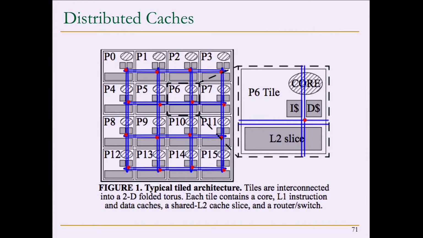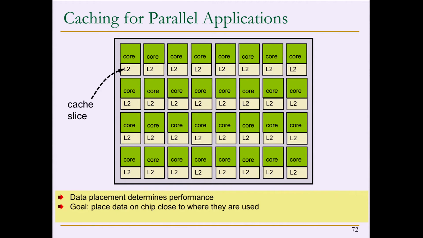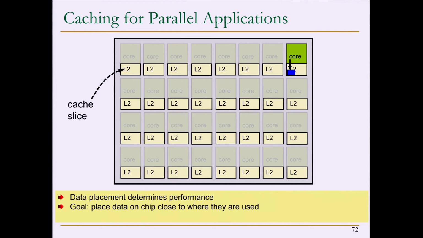a particular cache block. And there's another issue that we have not discussed as much, caching for parallel applications, but that's true for non-so-parallel applications also. Like, where you place the data in the caches determines your performance. One of the goals is to place the data on chip close to where they're used, but that doesn't always work. What if this core is accessing this data a lot, but this core is also accessing this data a lot? Now, where do you place the data?